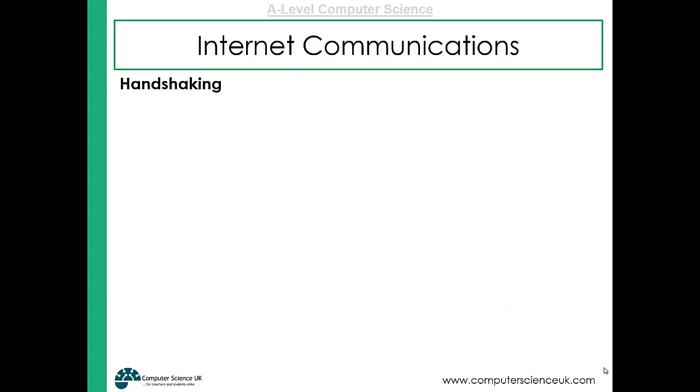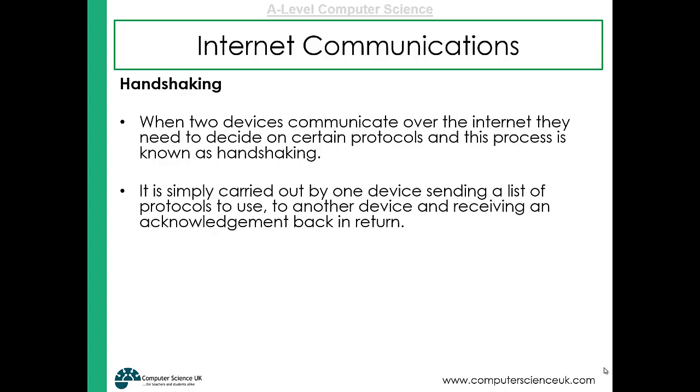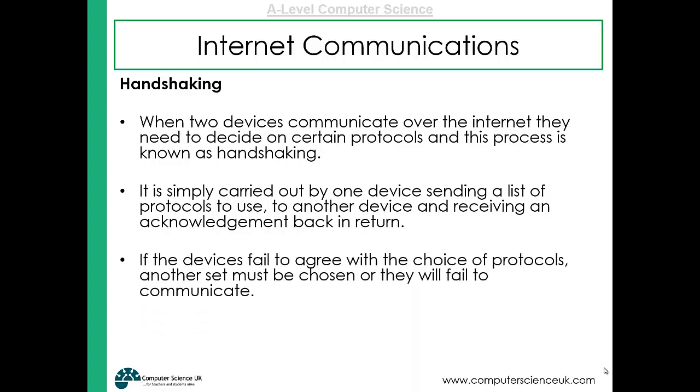And finally, handshaking. So when two devices communicate over the internet, they need to decide on certain protocols so that their communication can work efficiently and effectively. And the decision where two devices decide on those protocols, that's known as handshaking. It's carried out by one device sending a list of protocols to use and the other device going, yep, okay, I'm fine with those protocols, let's carry on. And if a device fails to agree with the choice of protocols that one device has sent, then another set must be chosen, or they will not handshake and they will fail to communicate between one another.